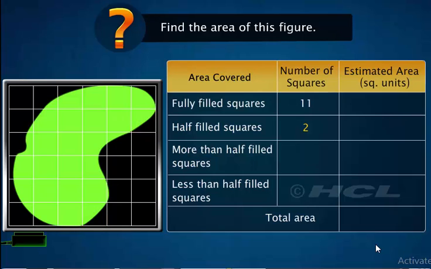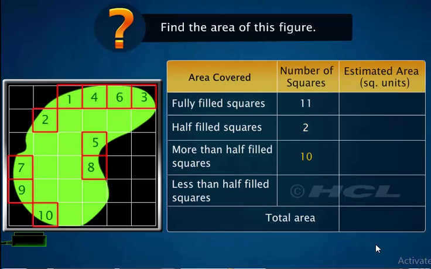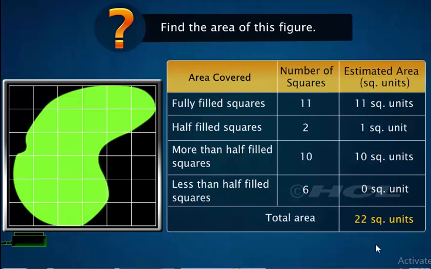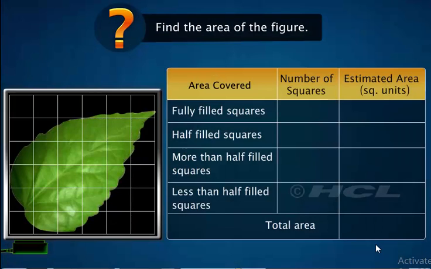Notice that there are more than half-filled squares in the figure too. So, we will count the number of squares that are more than half-filled. Finally, we count the number of squares that are less than half-filled in the figure. Now, we add the number of squares to find the area of the shape. Those squares that are more than half are considered as a fully filled square, whereas squares that are less than half are not considered. Now try to find the area of the given figure.